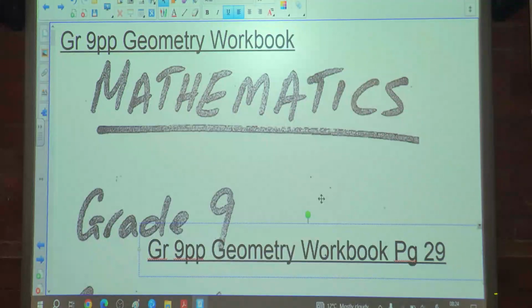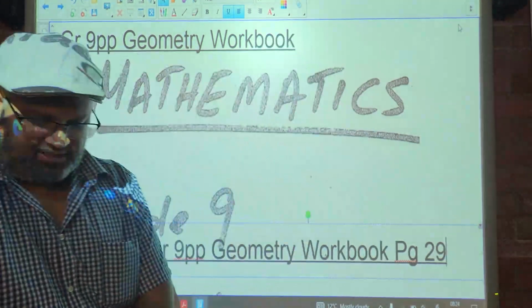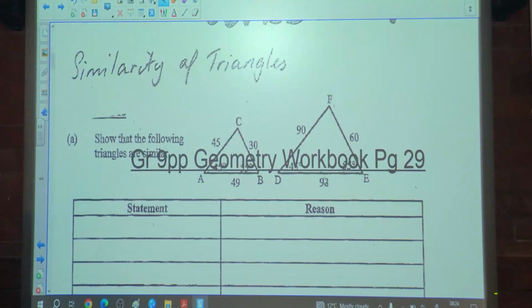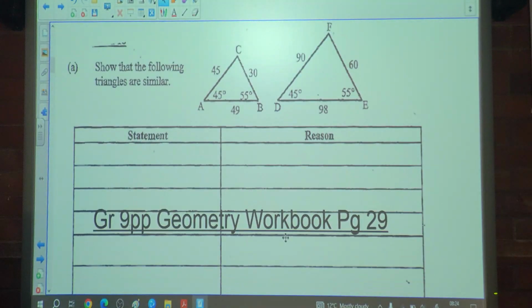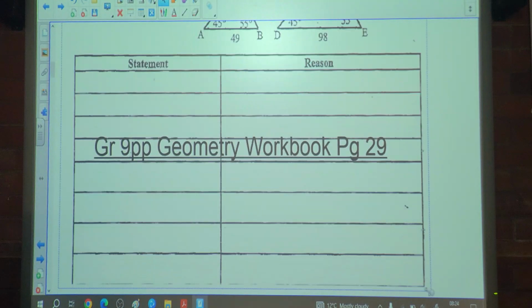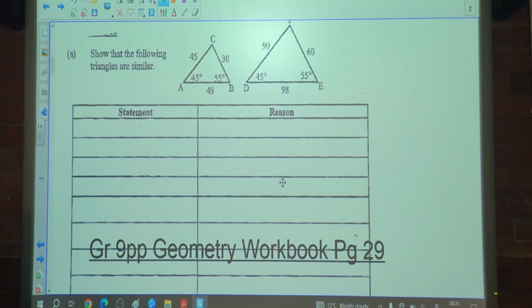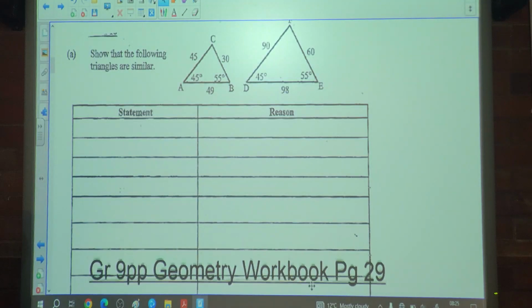Okay, good morning class. So today we're looking at geometry from the workbook. We're doing similarity in this lesson. Okay, so we're on page 29, similarity of triangles. It says show that the following triangles are similar.